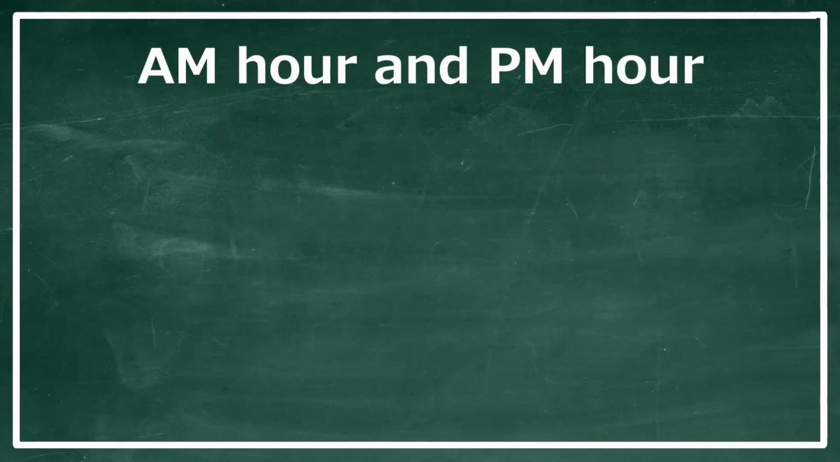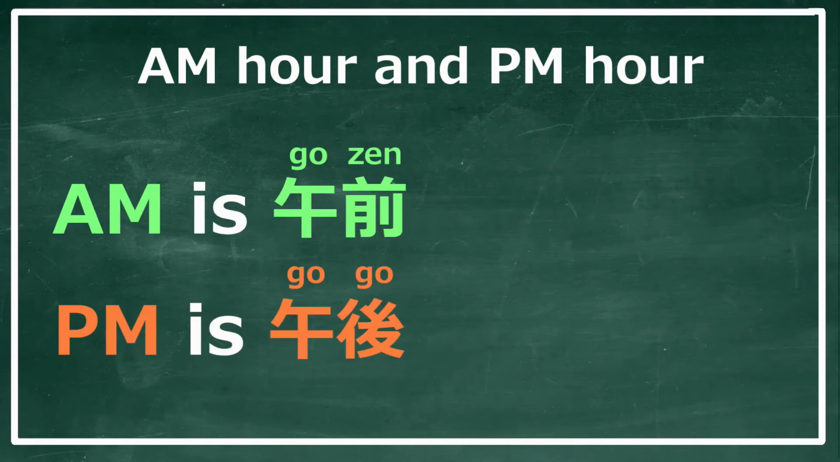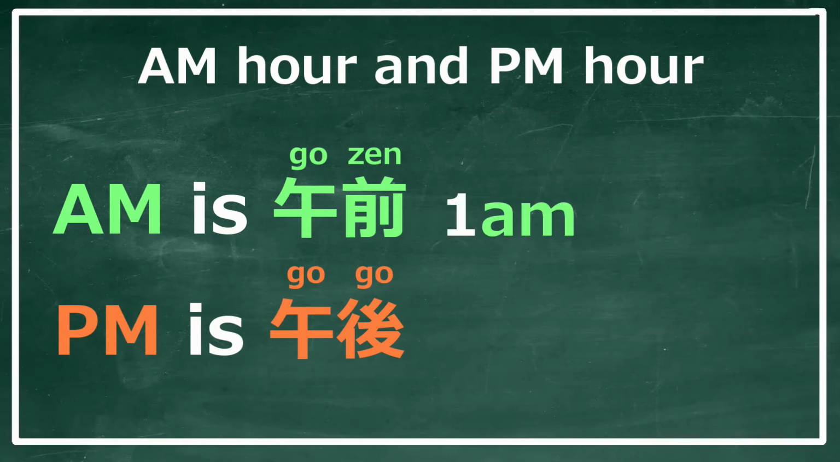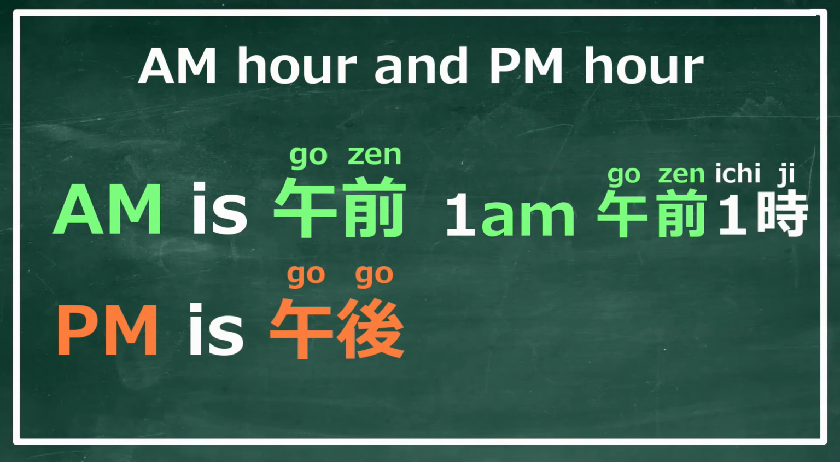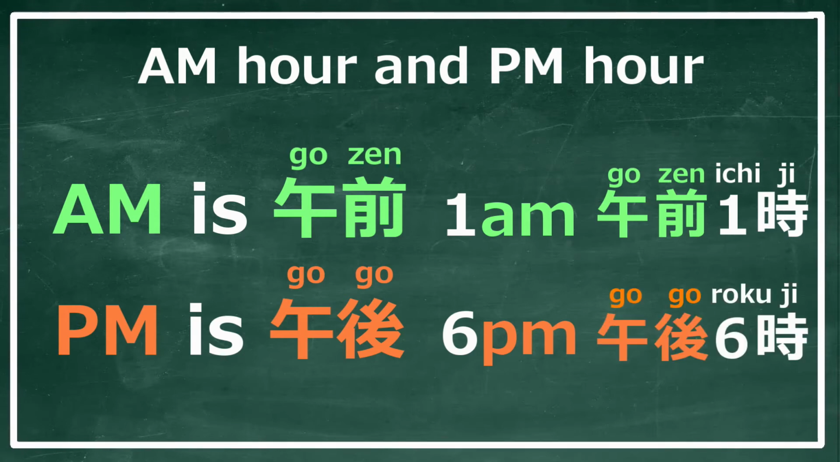AM hour and PM hour. I would like you to learn how to say AM and PM in Japanese. AM is 午前, PM is 午後. In Japanese, the AM or PM comes before the time. If you would like to say it's 1 AM, you can say 午前1時です. If you would like to say it's 6 PM, you can say 午後6時です.